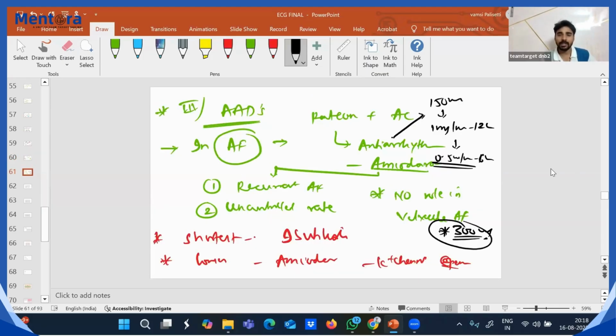See the questions properly. If the patient is unstable, go for cardioversion. If the patient is stable, see the comorbidities. If bronchial asthma is there, don't give metoprolol, go for calcium channel blockers only. If the patient is in failure, go for digoxin only. The first step is rate control. The next step is anticoagulation.